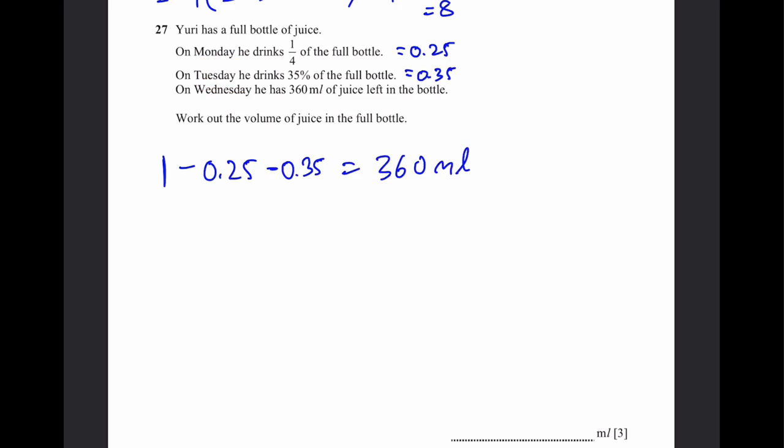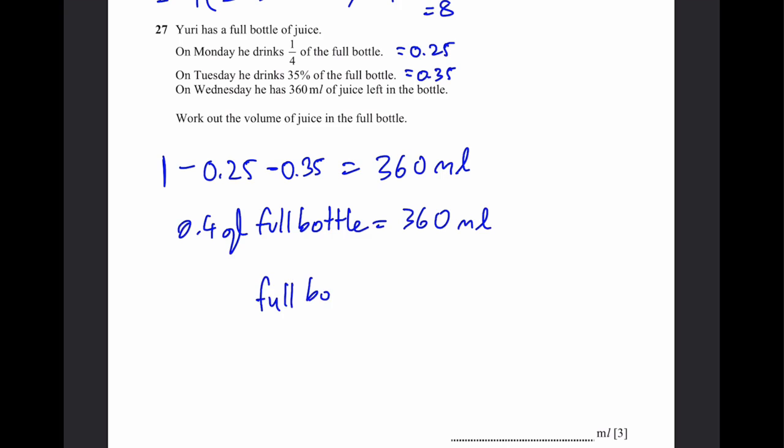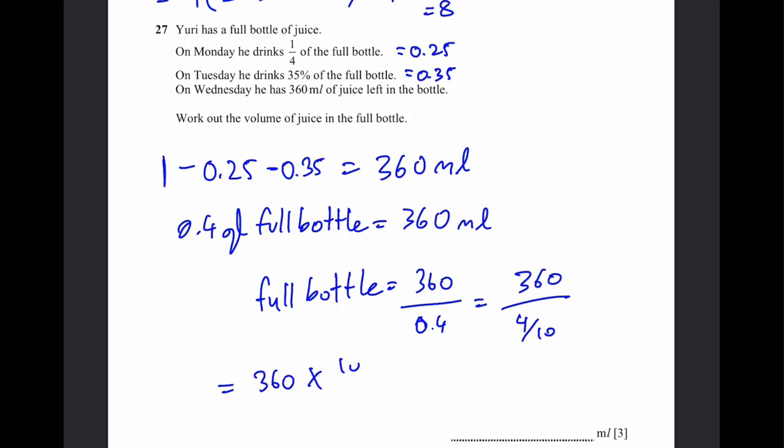And this is equal to parts of the full bottle. So that means 0.4 of the full bottle is equal to 360 ml. The full bottle will be 360 divided by 0.4, which is equal to 360 by 4 by 10, converting to fraction. That'll be 360 into 10 by 4. You can cancel out 90 into 10, which is equal to 900 ml. That's the answer. And with that, I come to the end of my video.